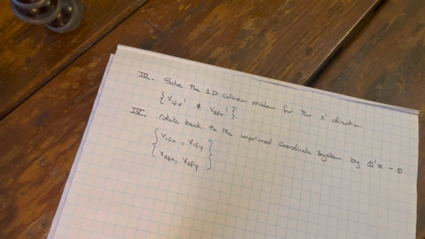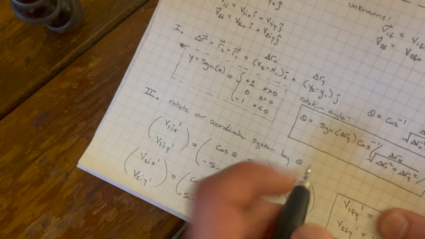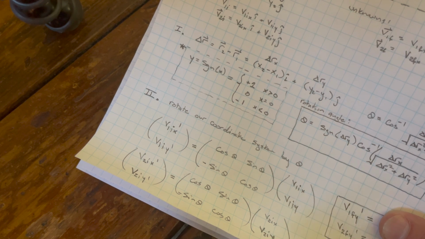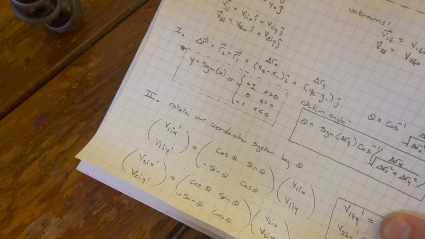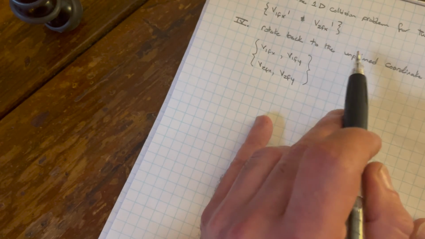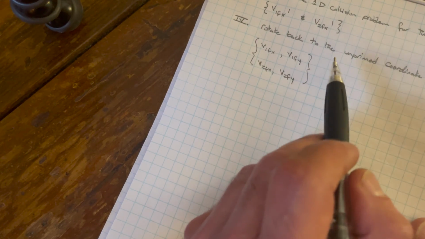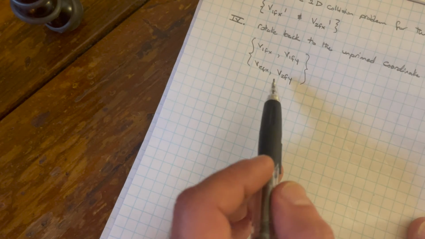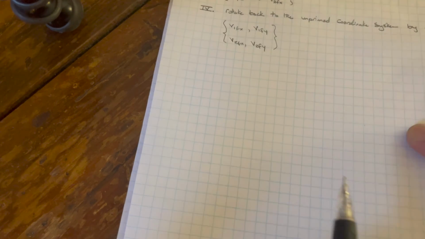Solved. So again, I was just going over the algorithm. Those 4 steps will get us there. Find our rotation angle, rotate our initial velocities according to the primed coordinate system, and then just solve the 1D case for the x prime direction. It just reduces down to that, and the velocities remain unchanged in the y prime direction, and then we rotate back to the unprimed coordinate system. And that's it.